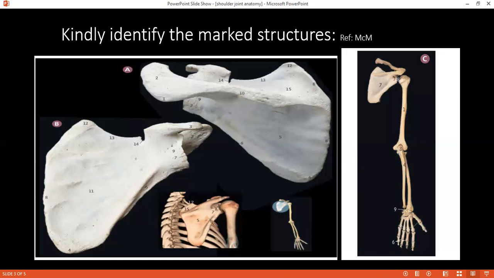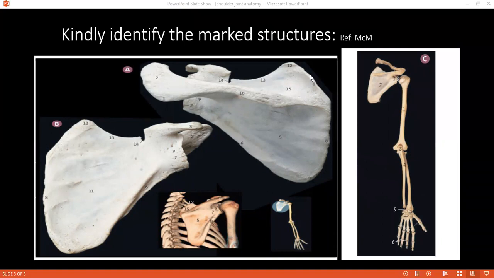Rotator cuff muscles. Okay, ma'am. Subscapularis does the internal rotation of the arm and has a role in stabilizing the arm. And then there are infraspinatus and teres minor. These do the external rotation of the arm. And then there is supraspinatus, which is the abductor of the arm from 0 to 15 degrees majorly, and also does the external rotation and has some role in the stability of the arm.